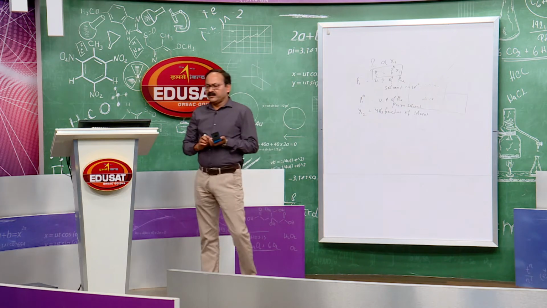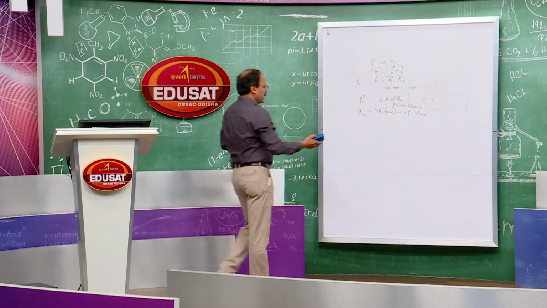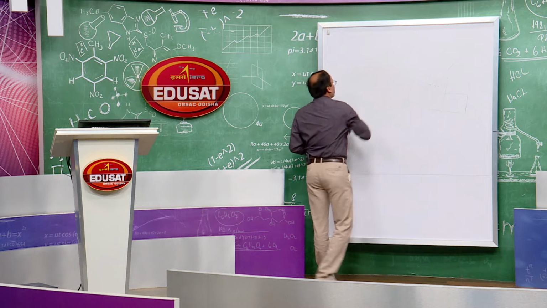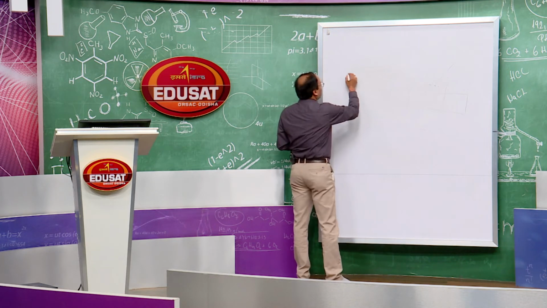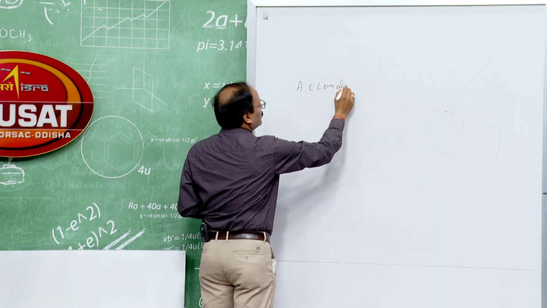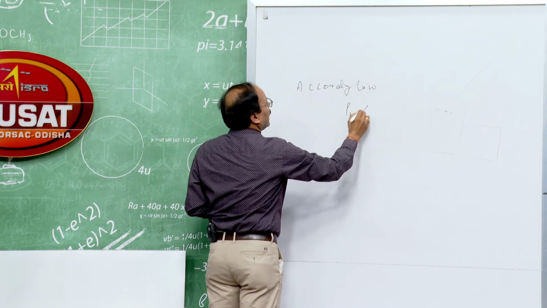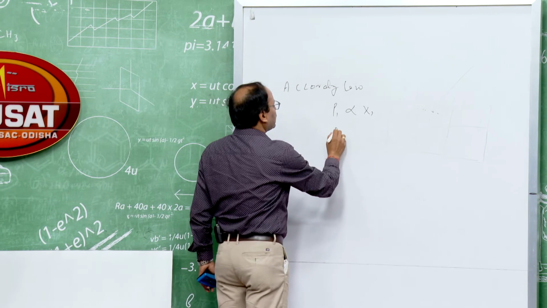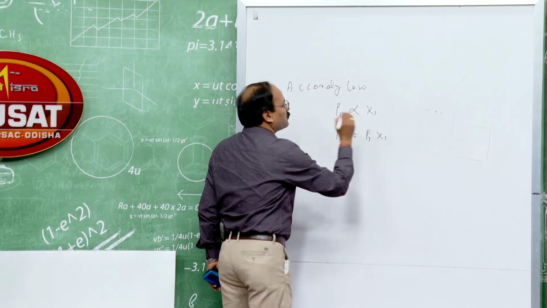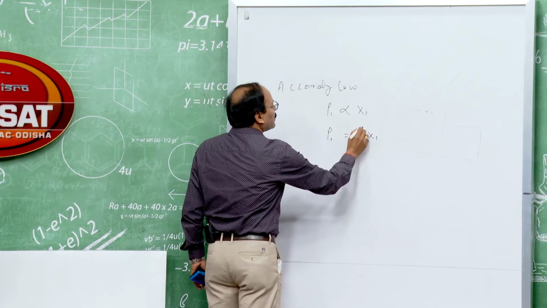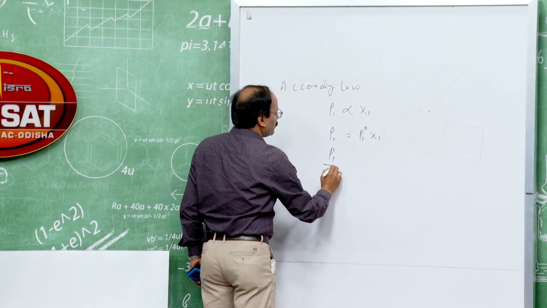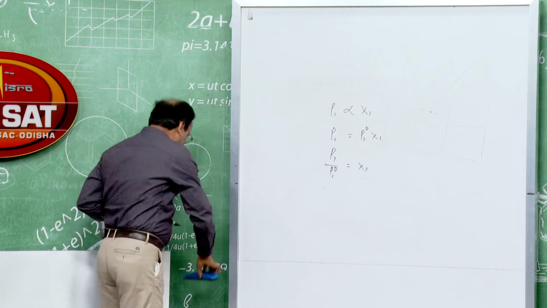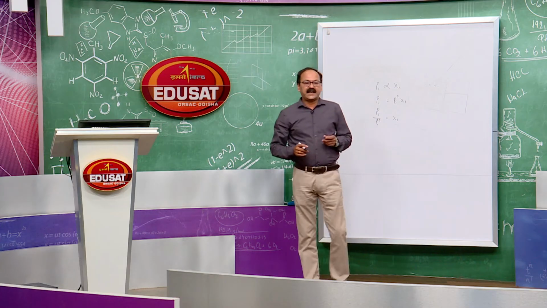Now we will derive Raoult's law. How can Raoult's law be derived? Derivation of Raoult's law. According to Raoult's law, P1 is directly proportional to X1, the mole fraction of the solvent. Then P1 0 is the proportionality constant, so P1 equals P1 0 into X1. Thus, P1 by P1 0 will be equal to X1. This is the derivation of Raoult's law. It will come in the examination, so derive Raoult's law.